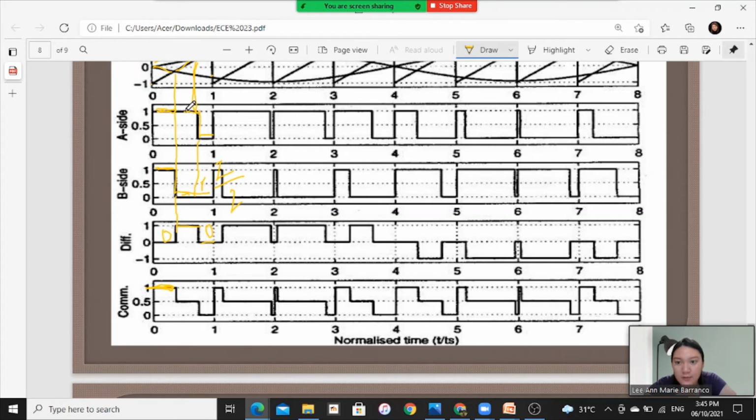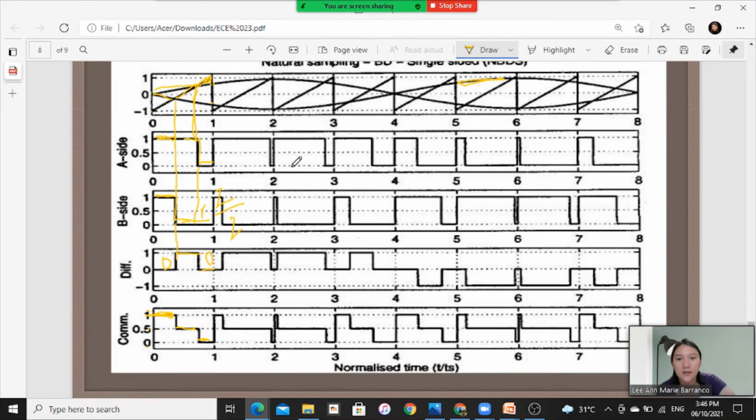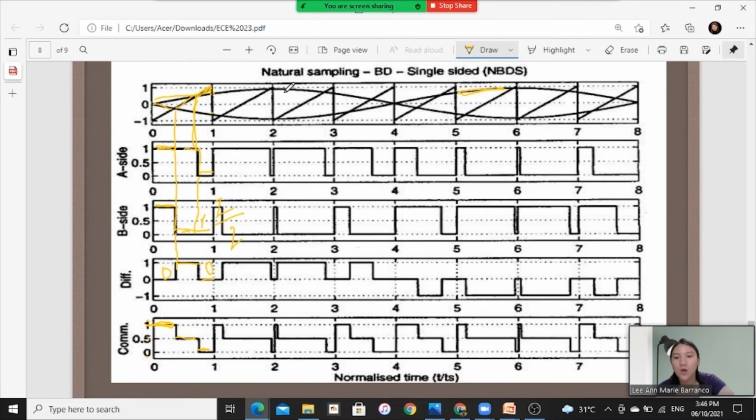Next is the value of positive 1 in side A, but in side B it is negative 1. So positive 1 plus negative 1 cancels out, which is 0. So we have here the value of 0. By the way, this is 1, 0, and negative 1. And next, we have a negative 1 value in side A and also a negative value from side B. So negative 1 plus negative 1 is negative 2. Its average, negative 2 over 2, is equal to negative 1. So we have here the value of negative 1. That's how we analyze the output waveform of NBDS.